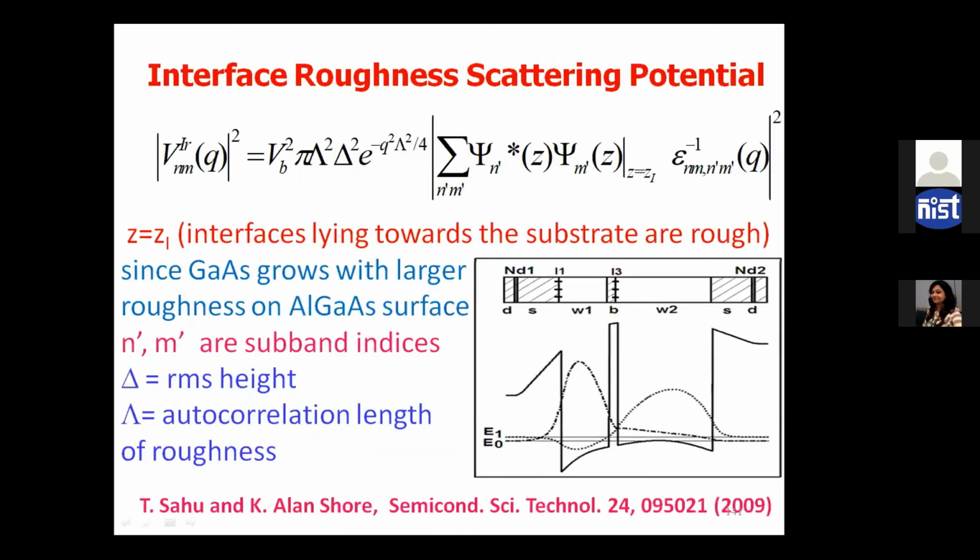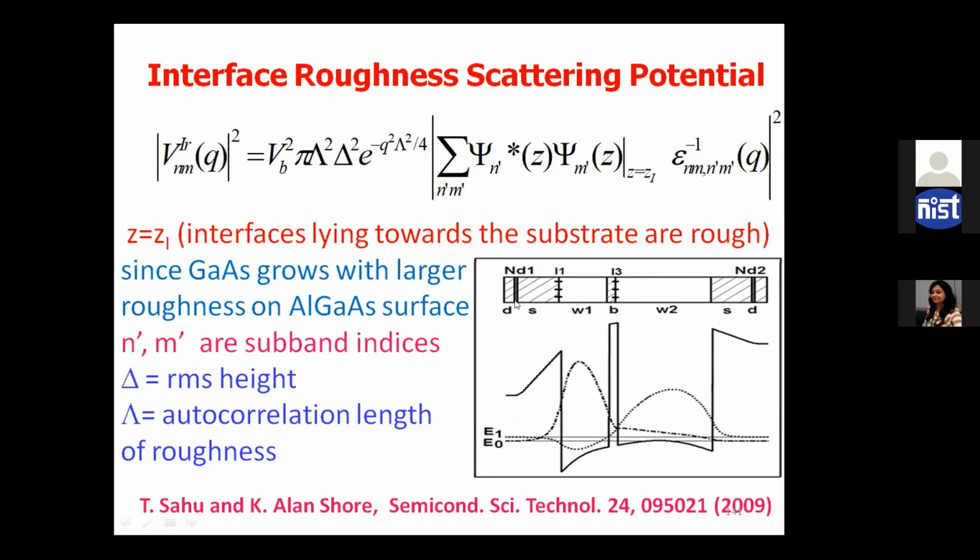Similarly, for interface roughness, this kappa and delta are important, because one is the autocorrelation length and the other is the mean RMS value of the interface roughness. Here it also depends on that product, that means the wave function psi n prime into psi n prime. But here one thing: the interface is at z equal to z_i. That means when you go to a structure, so this was the substrate. So this is AlGaAs, then you grow GaAs, then AlGaAs, then GaAs.